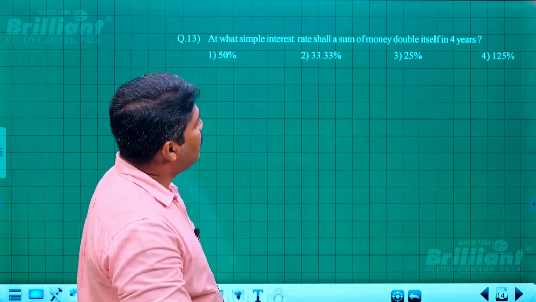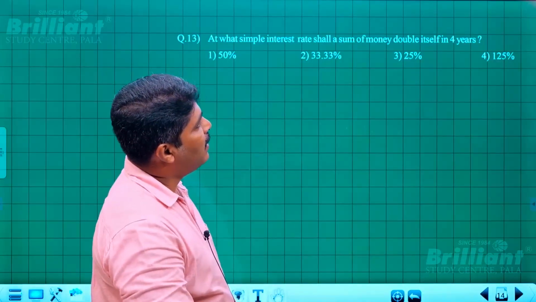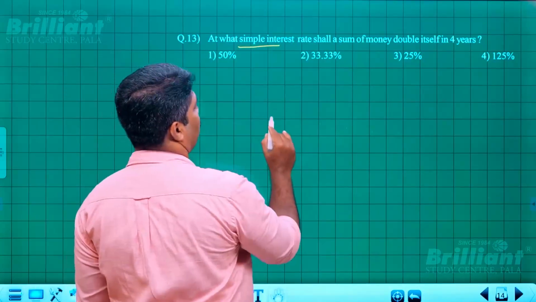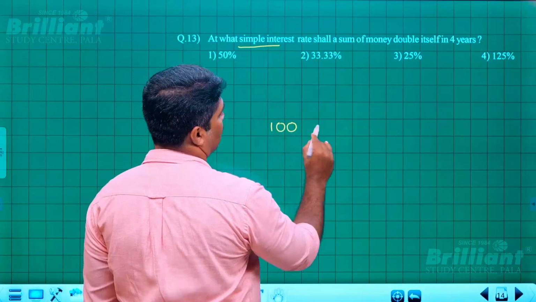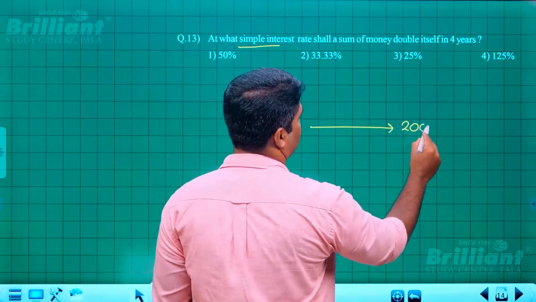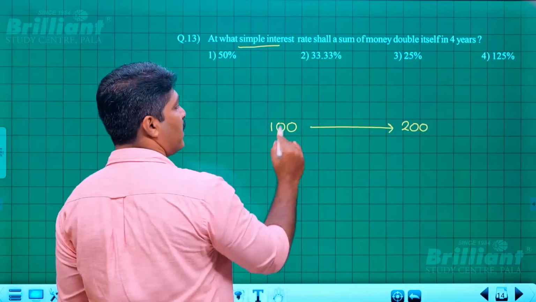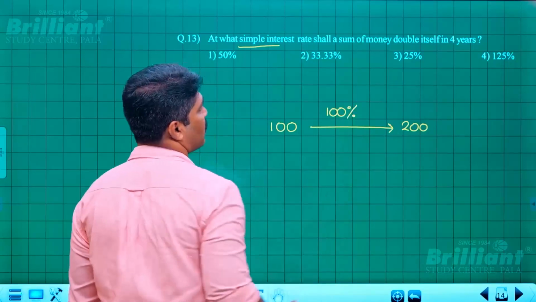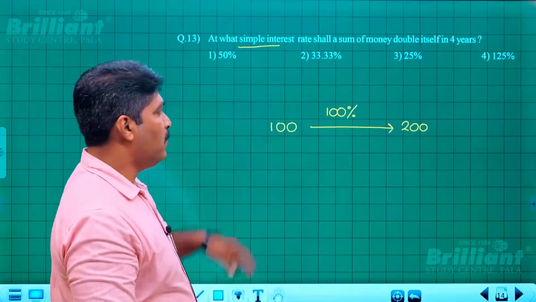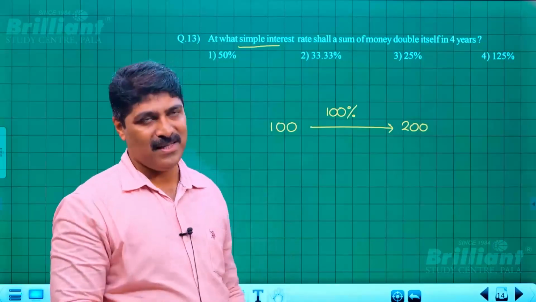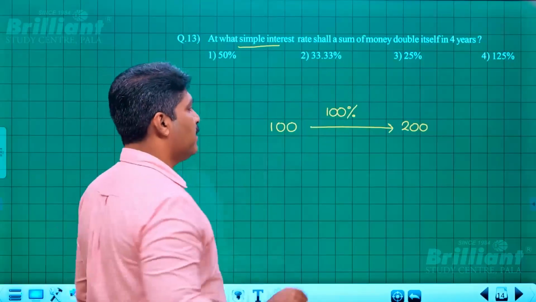At what simple interest rate shall a sum of money double itself in 4 years? Simple interest. So here, when we put rupees 100, it becomes 200. So you have to consider what is the net rate of interest increase. So here, 100% increase is reported. So you just invested rupees 100, it becomes 200. That means it has doubled itself in 4 years.